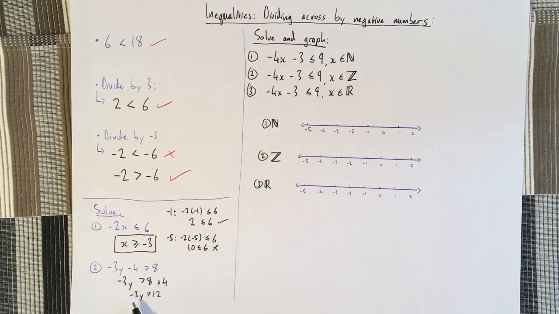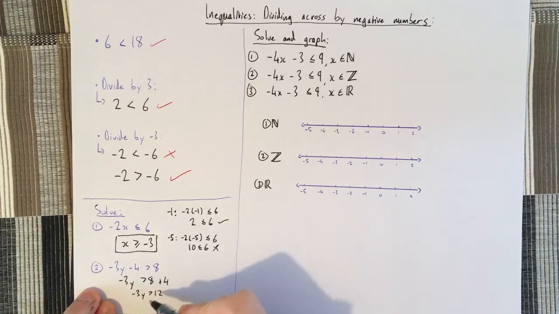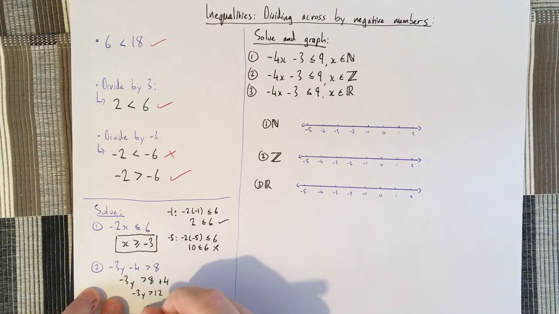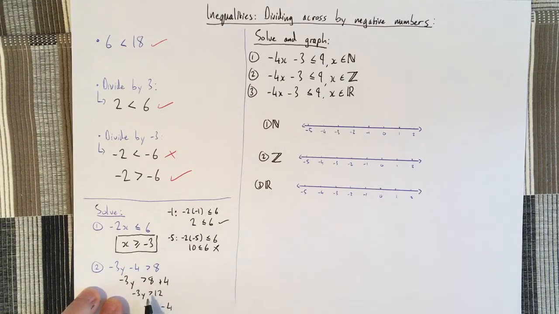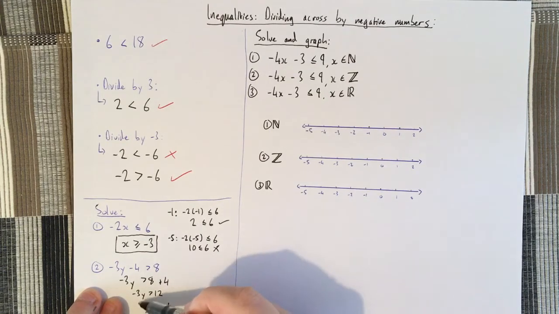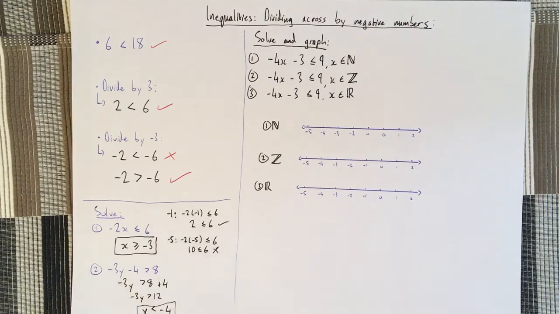To solve this then, I just want y, so I need to divide both sides by minus 3. So minus 3y divided by minus 3 is y. 12 divided by minus 3 is minus 4. And then that greater than sign needs to be flipped. Because you have divided both sides by a negative number, by minus 3, that greater than needs to become a less than. And there's your solution for that one.